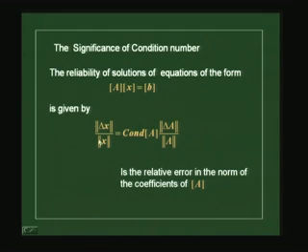So we can see that delta x by x is given by the condition of A into delta A by A. That's the reliability of the solutions. Delta x by x is the deviation from the actual solution. We got an x, and delta x by x is the relative error in x. That is equal to the condition of A times delta A by A, where delta A by A is the relative error in the norm of the coefficients of the matrix A. That's the connection.